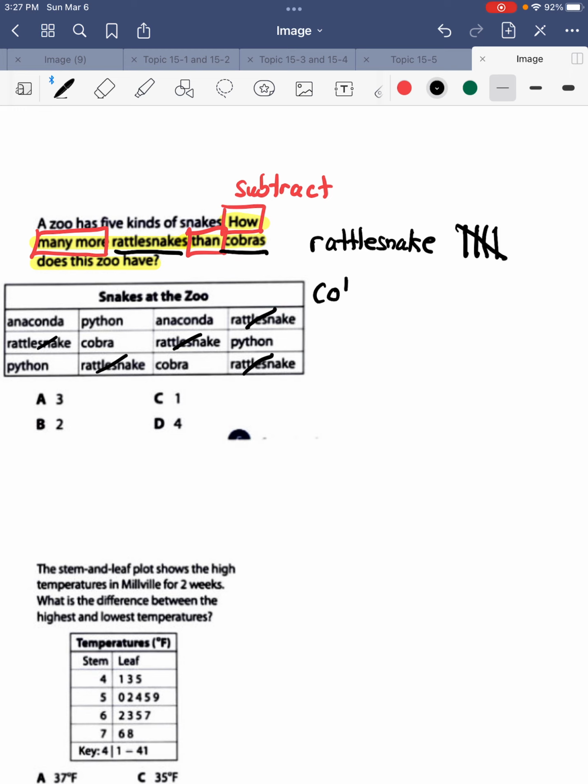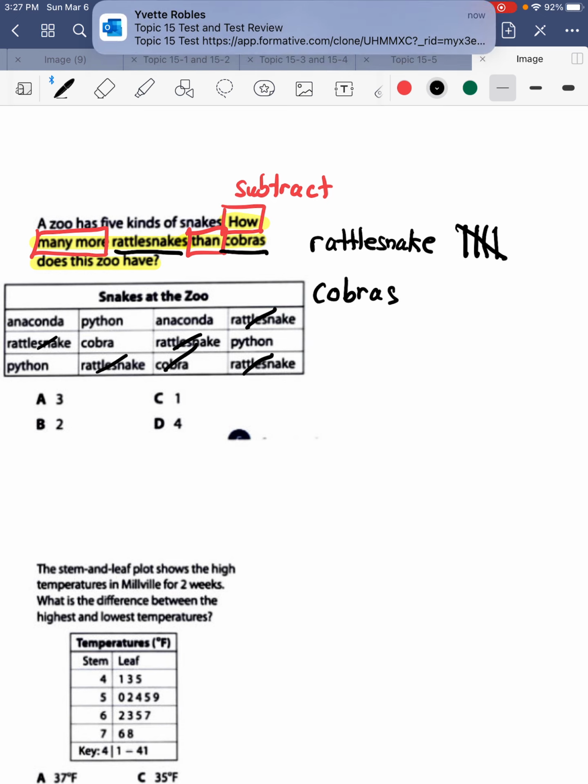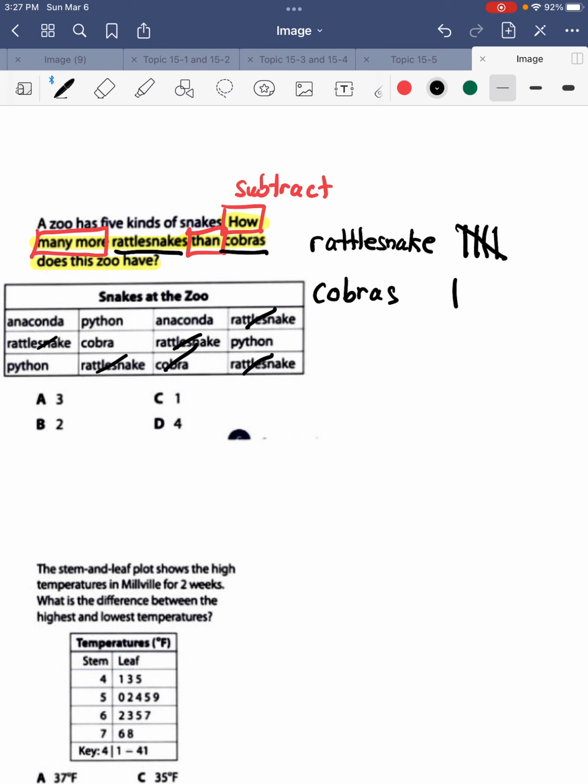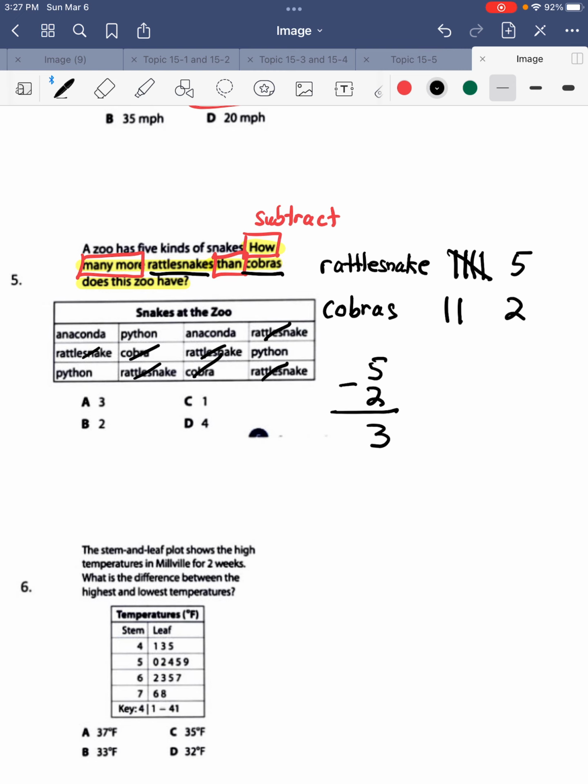And then for cobras, I'm going to put tallies again. 1, 2. Okay, so I have 2. So I have 5 and 2. So now I'm going to subtract. I'm going to do 5 minus 2, and I get 3. Answer is A.